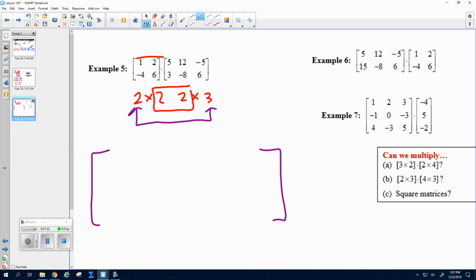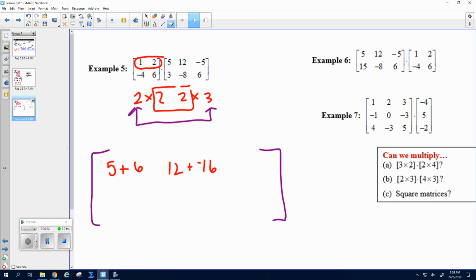So what I'm going to do is go across row 1 and down column 1. Notice those match up. There's the same number of elements, 2 and 2. So I'm going to do 1 times 5 plus 2 times 3. So 1 times 5 is 5, plus 2 times 3 is 6. Now I'm going to go across row 1 and down column 2. So I'm going to do 1 times 12 plus 2 times negative 8. 1 times 12 is 12. Plus 2 times negative 8 is negative 16.